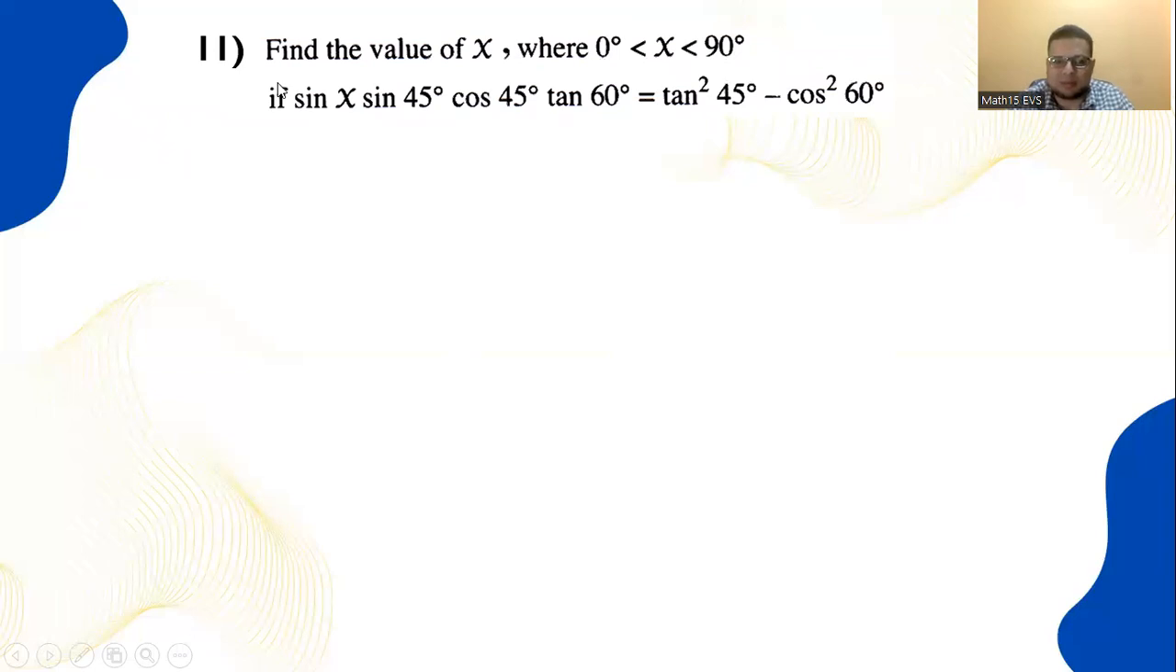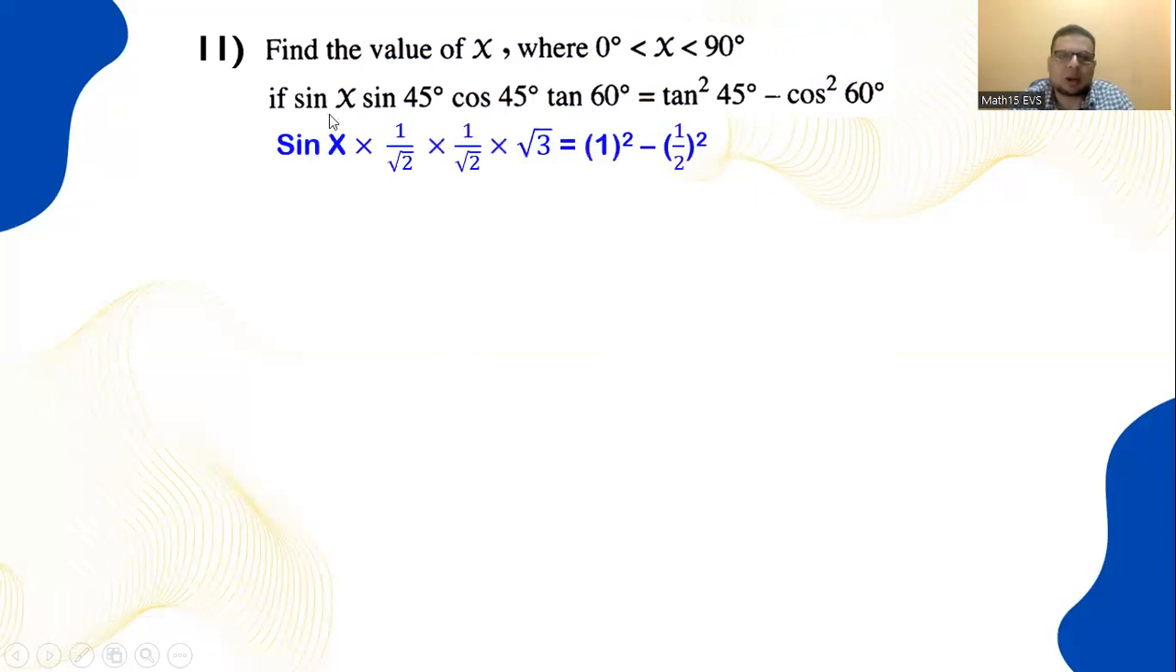Question number 11. Find the value of x, where x is bigger than 0 and less than 90. That means the angle is in the first quadrant. If sine x times sine 45 times cosine 45 times tan 60 equals tan square 45 minus cosine square 60. Yes, this is an equation in x.